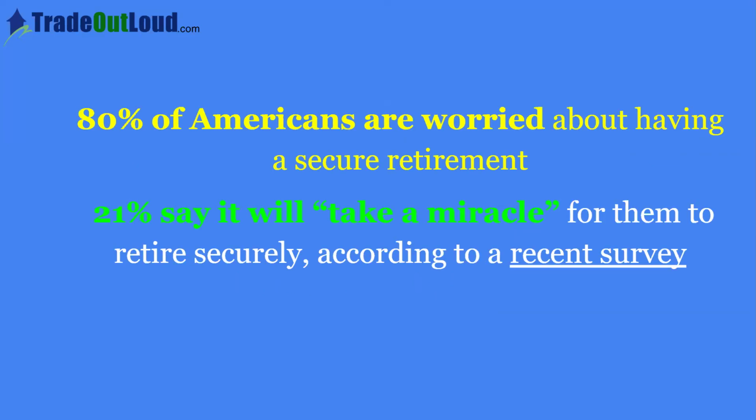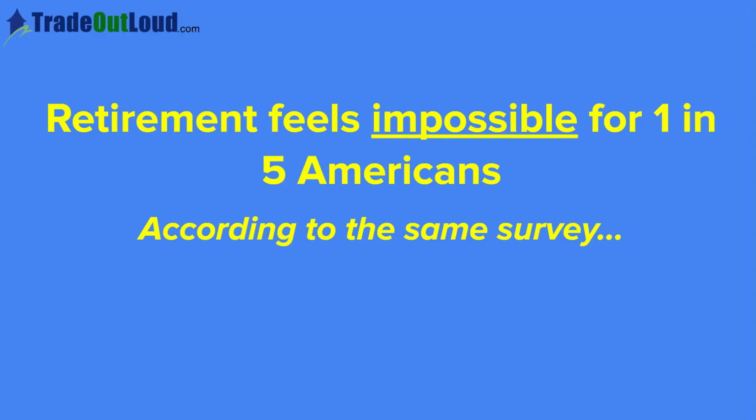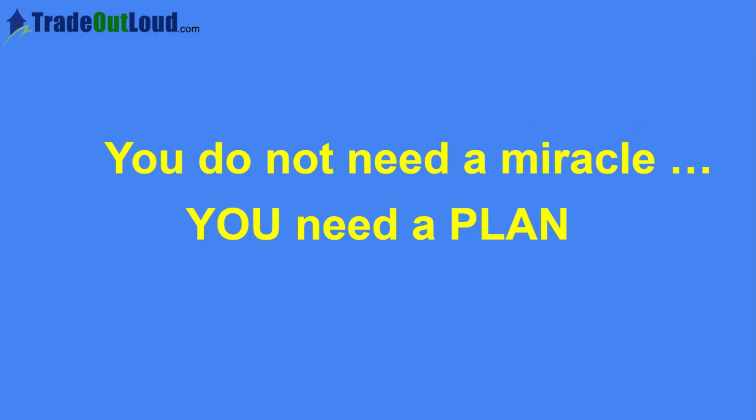Now, did you guys know 80% of Americans are worried about having a secure retirement? 21% say that it'll need a miracle for them to retire securely, according to a recent survey. And by the way, it's the same survey. Retirement feels impossible for 1 in 5 Americans, according to the same survey. But guess what? You don't need a miracle. All you need is a plan. It's a really, really good plan.